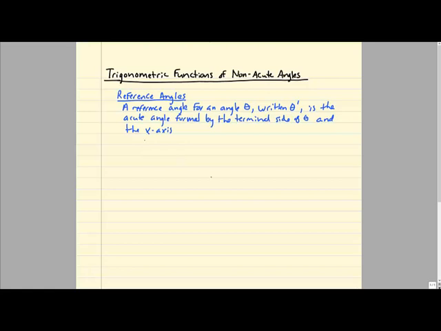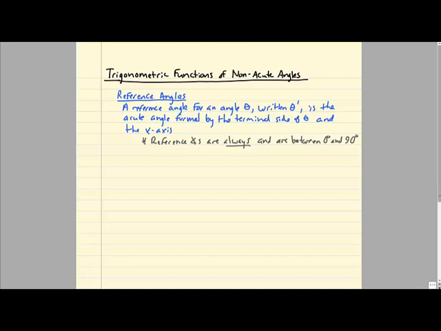Now a couple of quick important things to remember. Reference angles are always positive. So if you find a reference angle and it's not positive, you have something wrong. And they're always between 0 and 90 degrees. So these are two important things to remember about reference angles. Okay, so to get started, let's go ahead and just start looking at some examples.